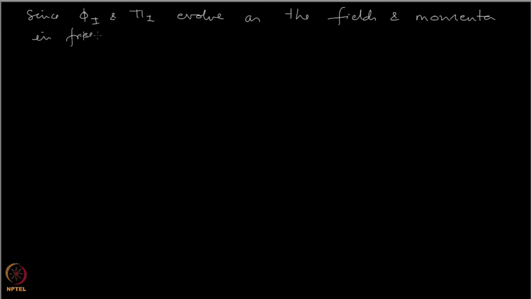So let me write, since phi I and pi I behave like, or evolve like, the field and momenta, conjugate momenta, by which I mean conjugate momentum, not physical momentum, in the free theory, we expect that they will satisfy the following commutation relations.